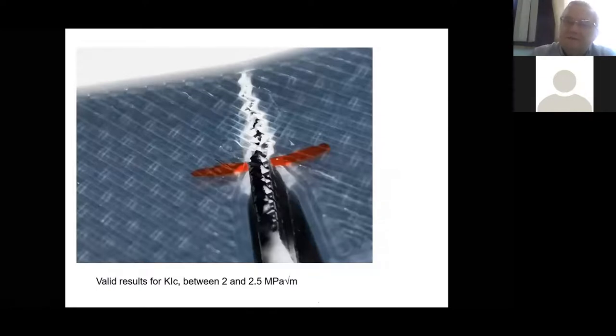So this is rather brittle material. And we need to know very precisely this very small value of K so that we know how much this material is prone to cracking. Of course, we need to compare this with acting K, but experience tells us that this is a very low value. This is very brittle material.